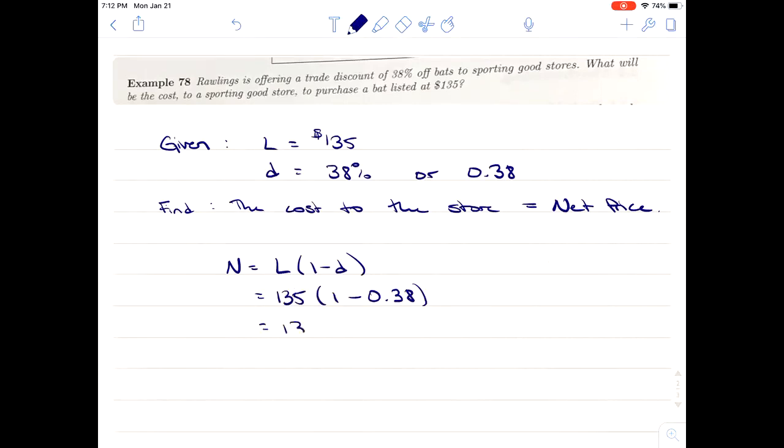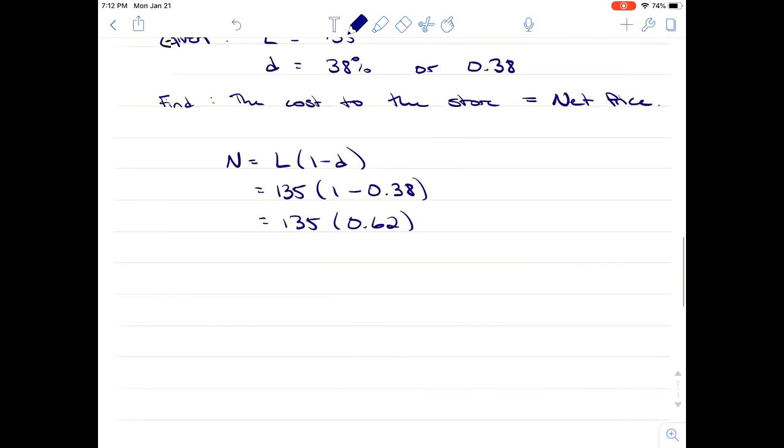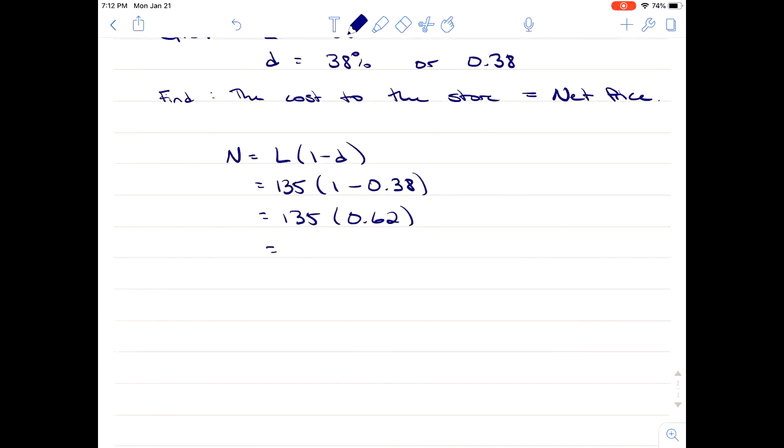So N is 135 times 0.62. I get $83.70. So in this case, it works out to a nice number, right?